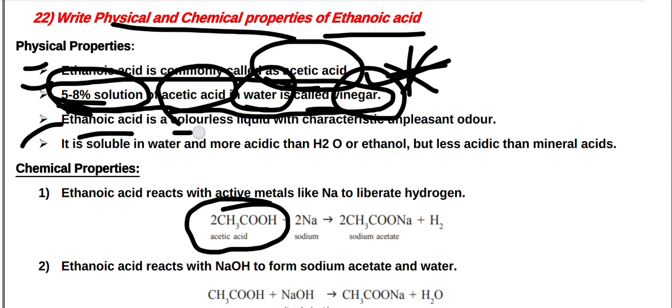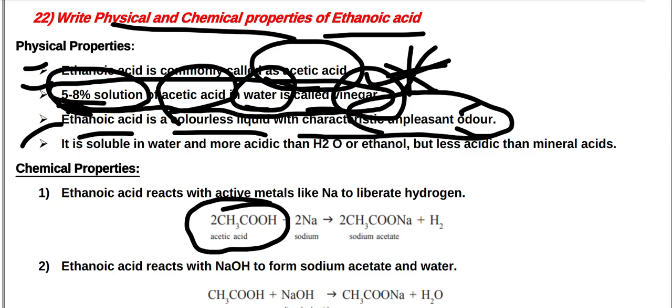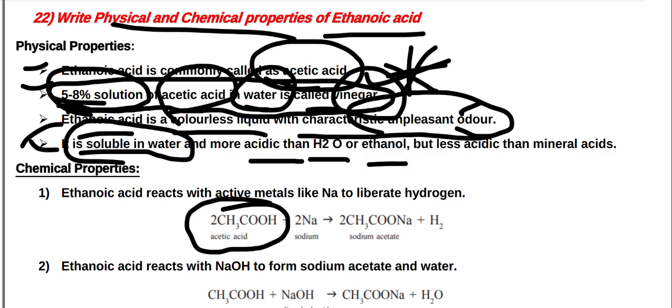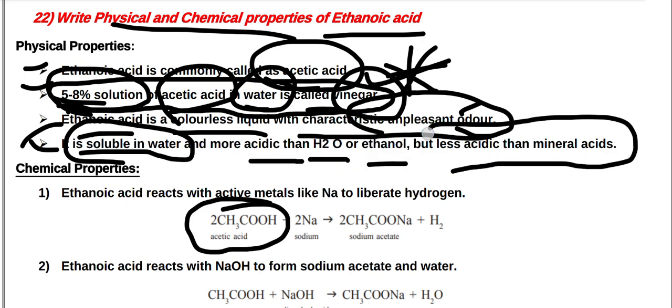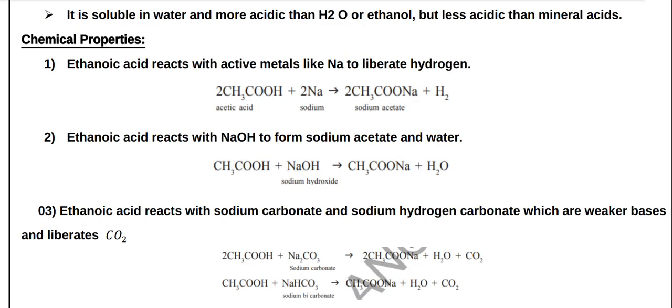Ethanoic acid is a colorless liquid with characteristic unpleasant odor. Odor means smell. It is soluble in water, means it is dissolving in water. More acidic than H2O or ethanol, but less acidic than mineral acids. Let us see some chemical properties.